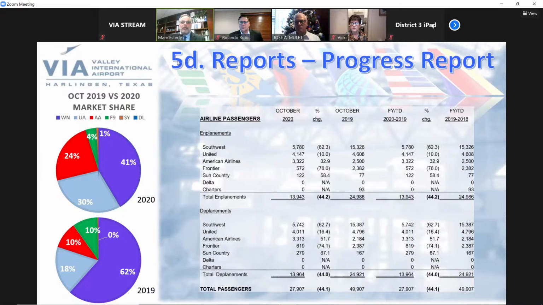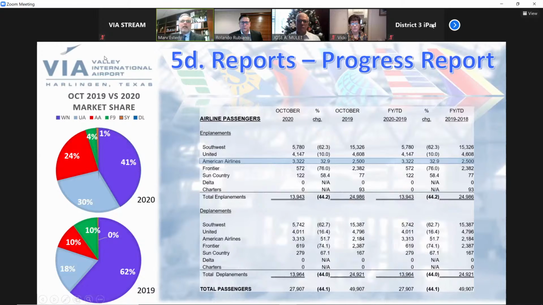Moving on, United was actually only 10% down over last year. That's incredible. To see the United States probably at 44-45% down like we are, and to see United doing so well at only 10% down. But the real story here is American Airlines.